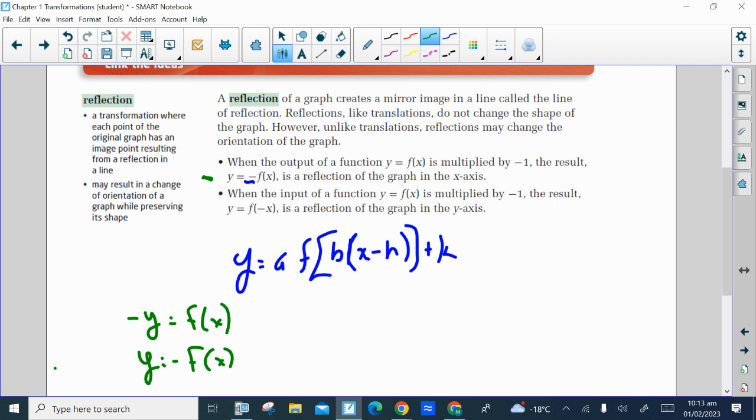When the input of a function y equals f at x is multiplied by -1, the input is the x value. So now you're making x negative. And x is inside the brackets after the f. And that's why it says you'll get y equals f at negative x. And in front of the x in our equation, that's our b parameter. So when b is negative, you get a reflection across which axis, Vish?